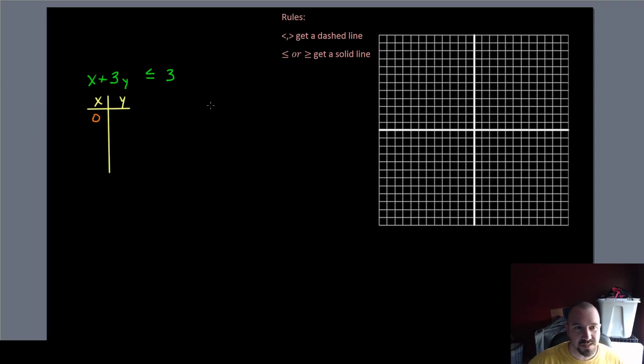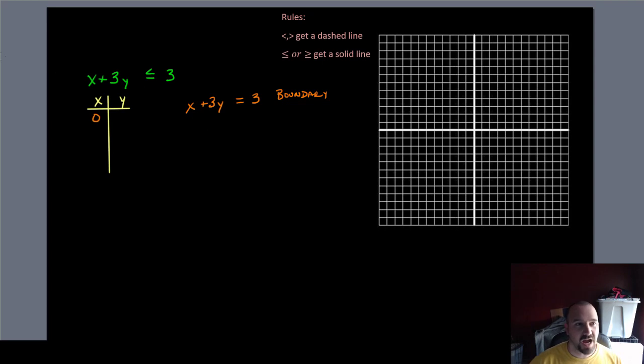And when I do this, what I'm really going to be graphing is x + 3y = 3. This is going to be my boundary line. This is going to be the absolute edge of my solution set. The equality is the boundary line. The inequality is the shading. So we've got to get out our crayons.